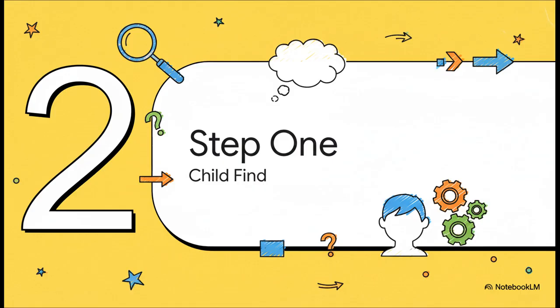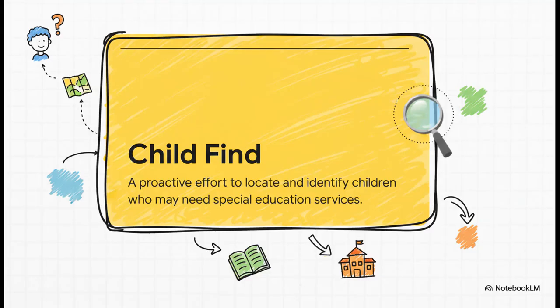The name itself really tells you a lot. It highlights its proactive nature, which is a huge shift from just waiting for problems to appear. Yeah, this is not a sit-back-and-wait approach at all. Child Find is an active, community-wide effort to find any child who might have a disability and needs support. The mission is simple, but so powerful. Make sure that no one, absolutely no one, falls through the cracks.